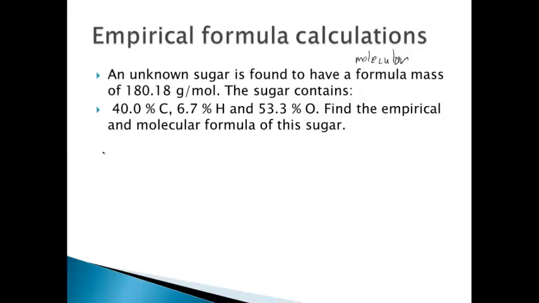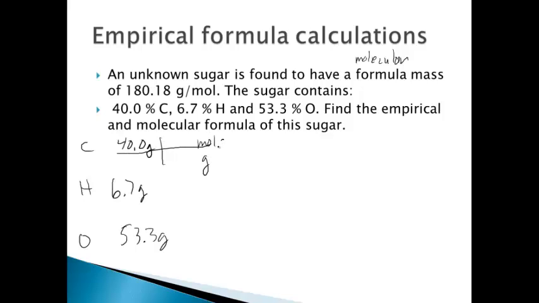Okay, first thing we're going to do, we're going to find the empirical again. If you don't remember how to do that or want some more practice, here we go. First thing, take your percentages and put them to grams. 40.0 grams of carbon. For hydrogen, we have 6.7 grams. And for oxygen, we have 53.3 grams. Next, we want to convert from grams to moles of every single one of your elements.